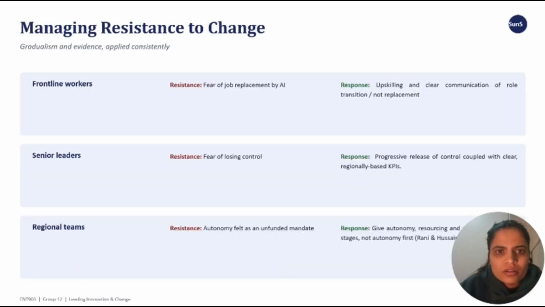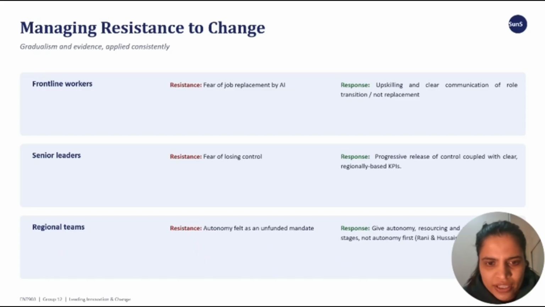We expect resistance from three groups and we will manage all three with the same underlying approach: gradualism and evidence. Frontline workers may fear being replaced by AI. We address that through upskilling and transparent discussion of role transition rather than replacement. Senior leaders may fear losing control.